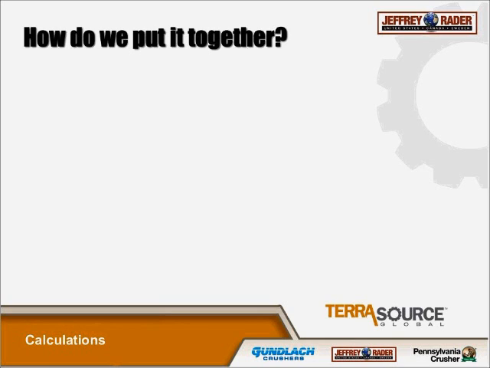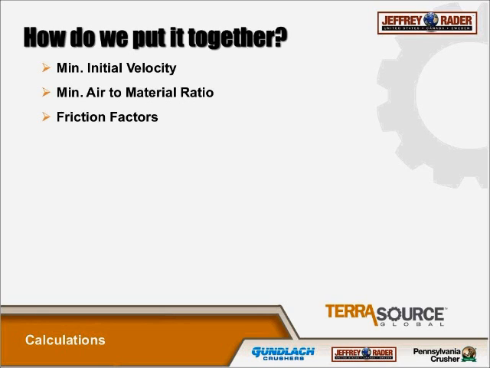Well, you tell us the material, and then we'll be able to tell you these factors: the minimum initial velocity and the minimum air-to-material ratio. These are both going to be starting points for optimization calculations and are going to change as we go through the system, see what's needed. We have friction factors that are based on 50 years of testing, basically, and this is going to help us determine the pressure losses between material and air and the pipe contact.